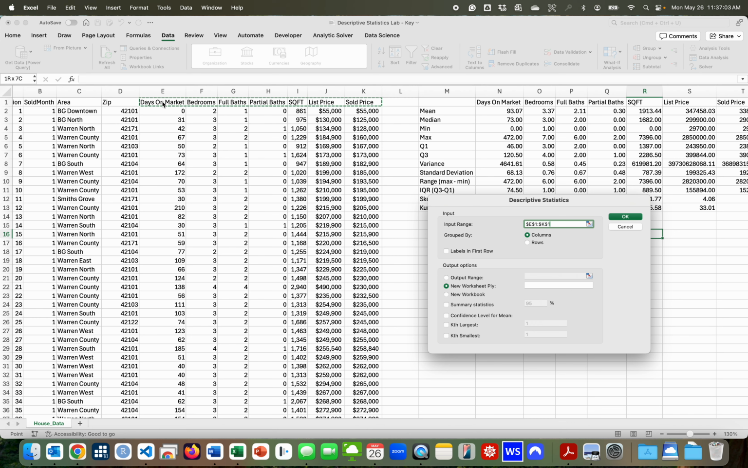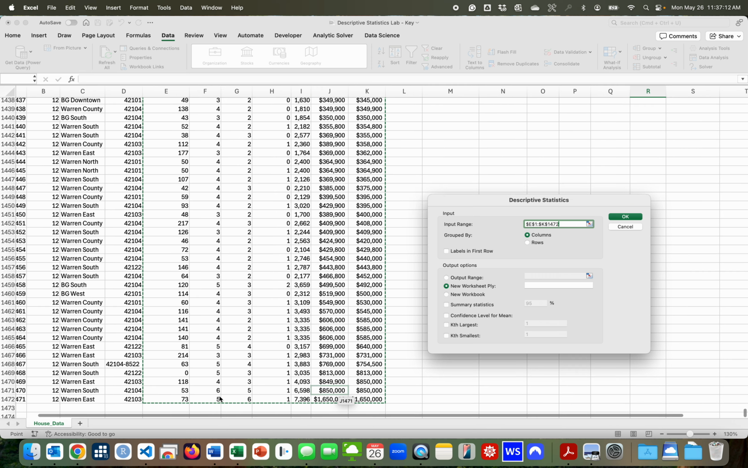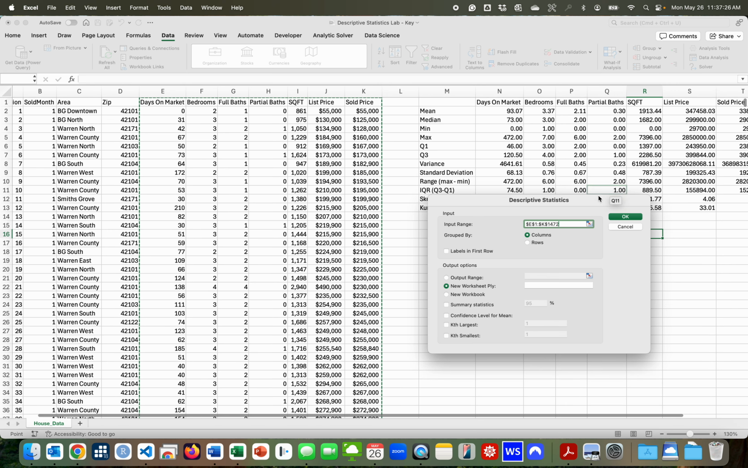And then on a Mac, I'm going to do Command Shift down. And notice that's going to highlight the full range of data. So notice how this little box right here has the full range of data, because the data starts in cell E1 and ends in K1472.